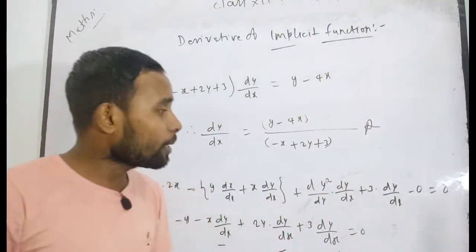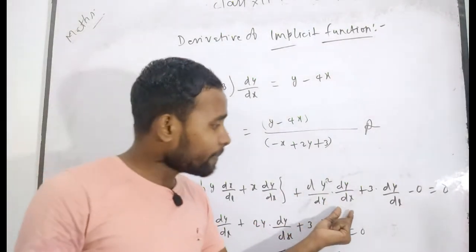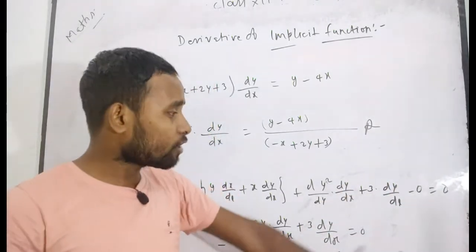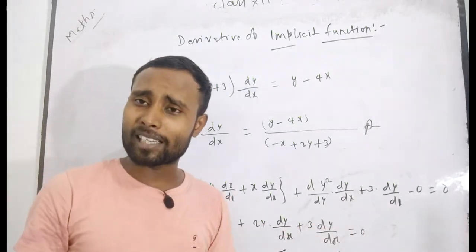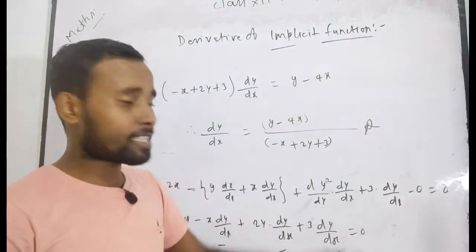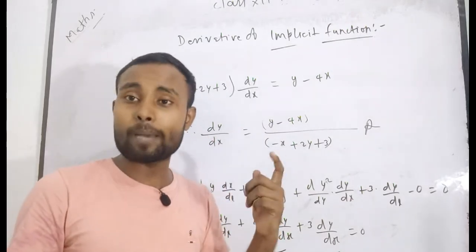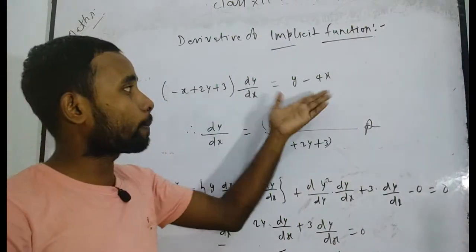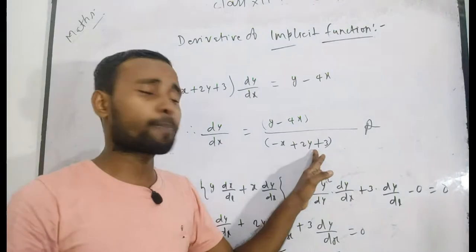One important point for you: whenever you get dy/dx, don't worry about what it is, because you have to find dy/dx. After this step, you take dy/dx common out of those terms that contain it. Finally, by manipulation, dy/dx is equal to (y minus 4x) divided by (minus x plus 2y plus 3).